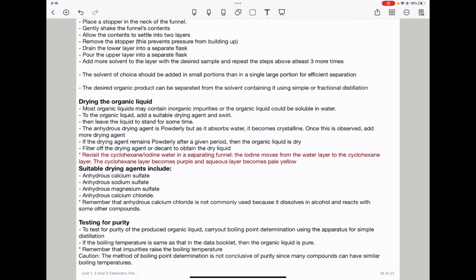To test for purity of an organic liquid, we carry out boiling point determination using the apparatus for simple distillation. So if the boiling temperature is the same as that in the data booklet, then the organic liquid is pure. You need to remember that impurities raise the boiling temperature. The method of boiling point determination is not conclusive of purity since many compounds can have similar boiling points.